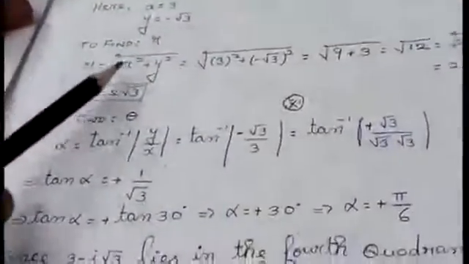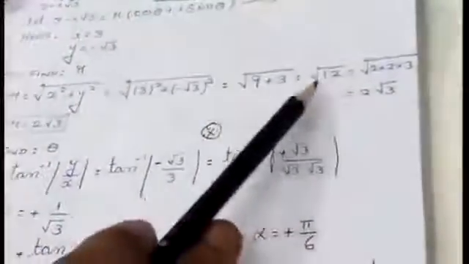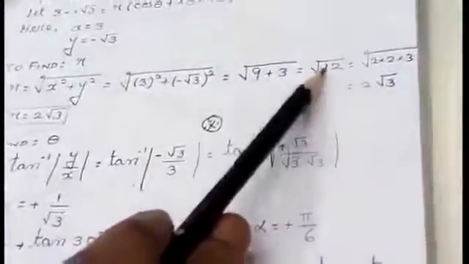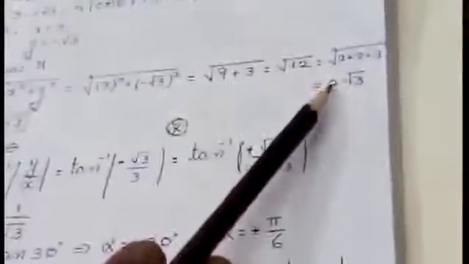Next, I am going to find r. What is the procedure for finding r? r is equal to root of x square plus y square. Substitute the values, students, and you will get root 12. After simplifying, it is better to simplify the terms, you will get the value as 2 root 3. So the value for r is 2 root 3.